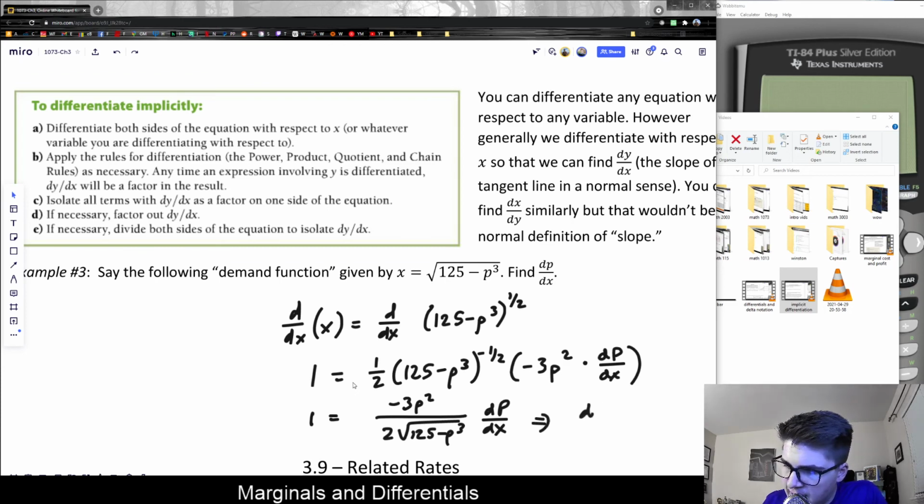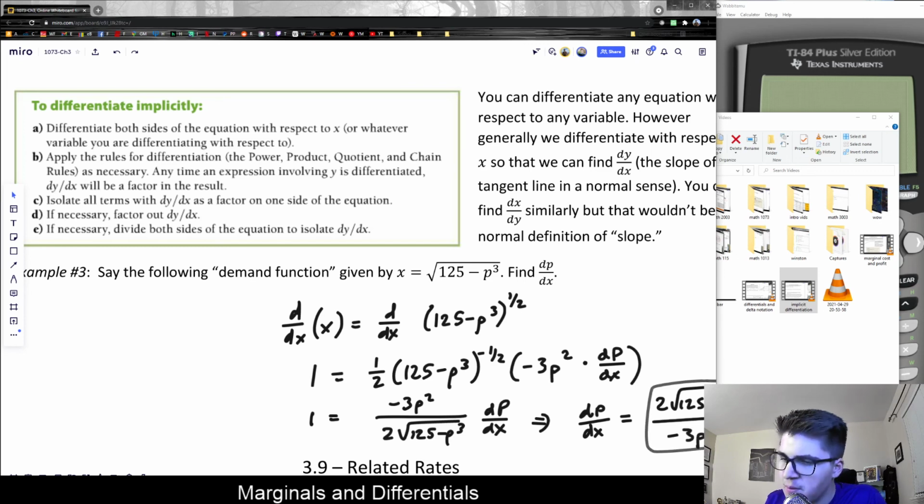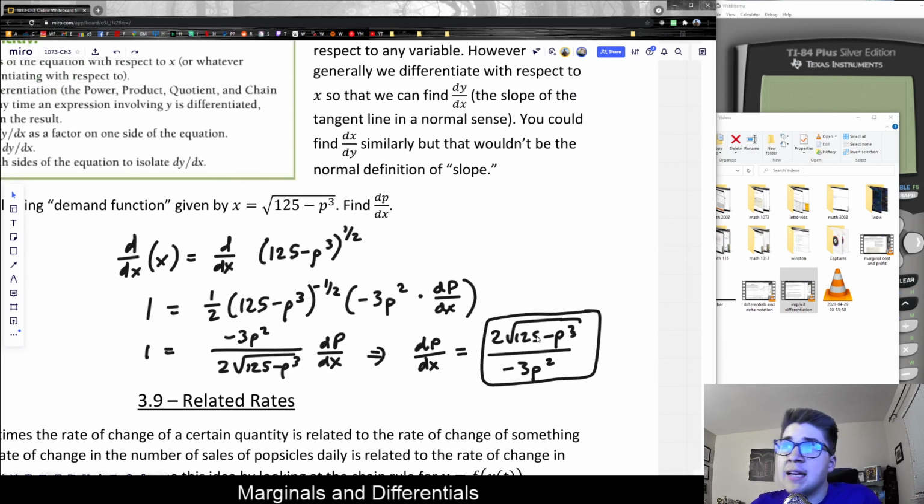I'd have dp/dx is equal to, if I multiply across by this and divide by this, 2 times the square root of 125 minus p cubed, divided by negative 3p squared. That would give me my derivative function. Again, it's fine that it involves both p and x. In this case, it doesn't have an x at all, but that's fairly common. And again, if we wanted to, we could solve for p and plug it in, but it's not always necessary.